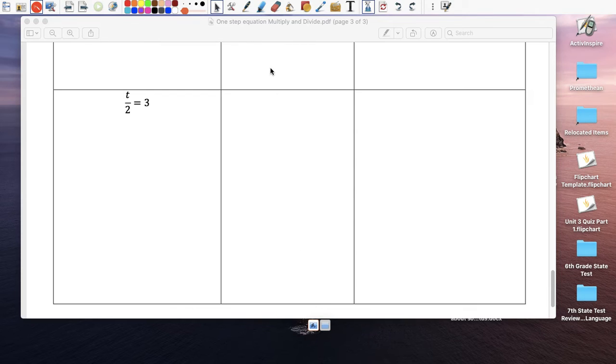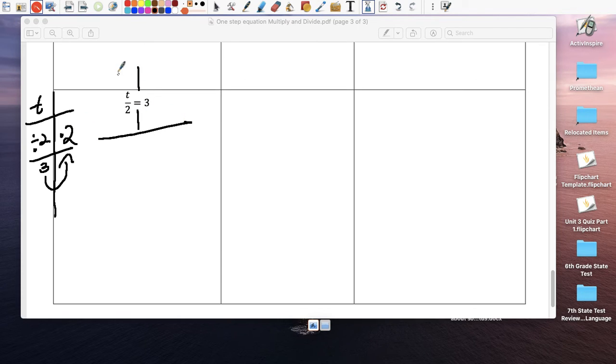t over 2. Okay, so here we have variable t being divided by 2. We get 3. We're going to multiply both sides by 2. So left and right again. We're going to multiply this by 2. Multiply this by 2. 3 times 2, 6. Over here, 2 and 2 go away. Divide. They become 1. And 1 times t is t.